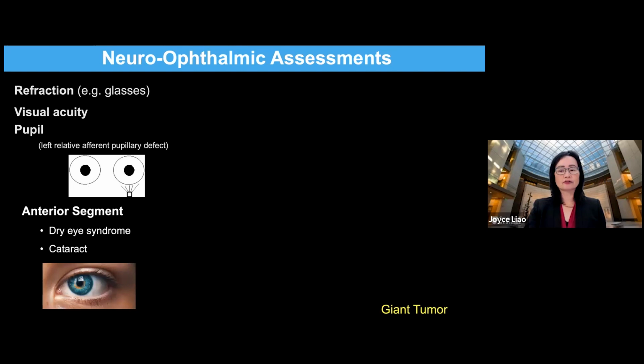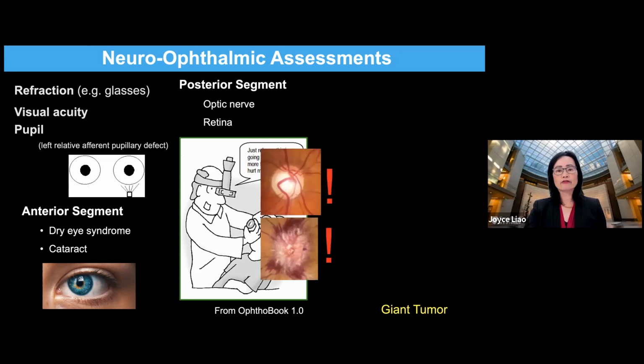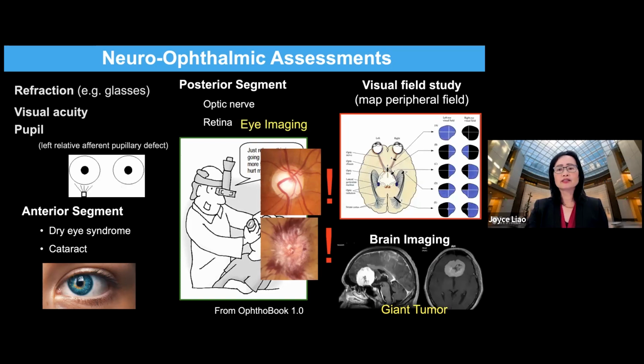We then examine the anterior portion of the eye to check whether dry eye or cataract, which are two common optical issues, may be contributing to the visual disturbance. We then look at the back part of the eye, the posterior segment, to look at the optic nerve and the retina. And sometimes we may find explanations for why there are visual problems in a patient. For example, the optic nerve could be atrophic or thinned, or it could be swollen. Sometimes we use auxiliary testing such as visual field studies or brain imaging to see what is the explanation and the pattern of the vision loss.